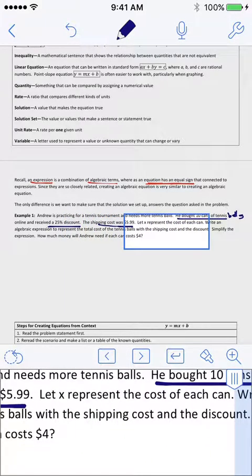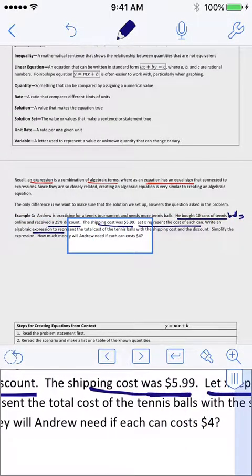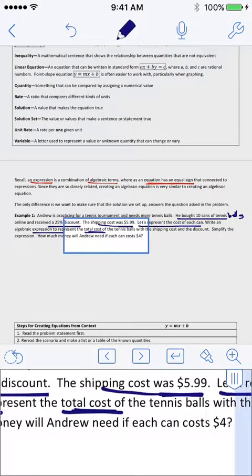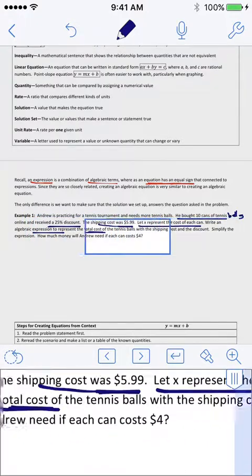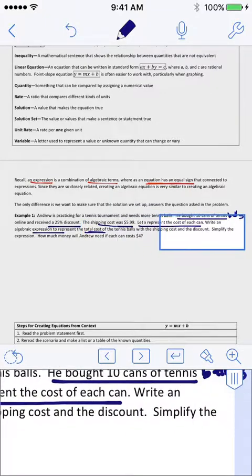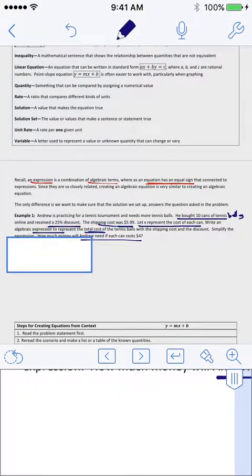Anyway, usually it comes after the discount, so we'll know that's got to play in somewhere. And then let X represent the cost of each can. That's nice. They told us what to define X as. That was something we were doing last time. Write an algebraic expression to represent the total cost of the tennis ball cans, with the shipping cost and the discount. So the total cost, that's what we're shooting for. Simplify the expression. How much money will Andrew need if each costs $4? We will come back to that question at the end, but it's important to remember it's there.